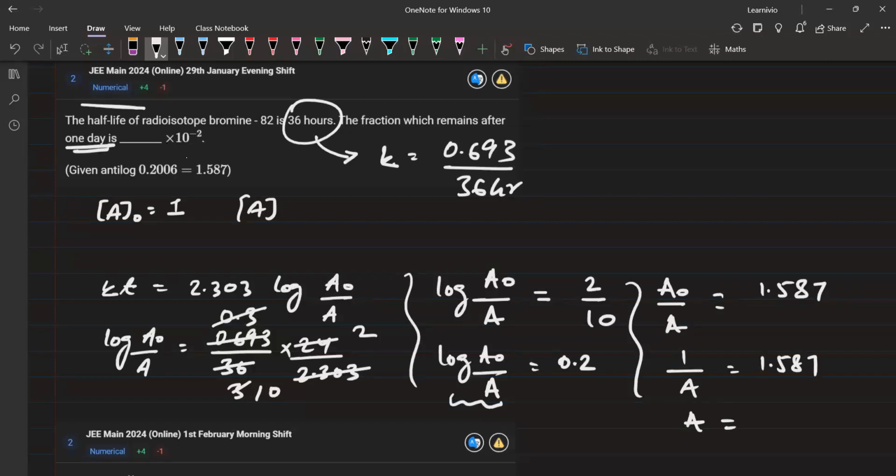And A will be equal to how much? A will be equal to 1 upon 1.587. So you have to find the value of 1 upon 1.587, and this is, I think, approximately equal to 0.630. So the answer will be 63 into 10 to the power minus 2. Shah is correct. Very good. Please copy this down.